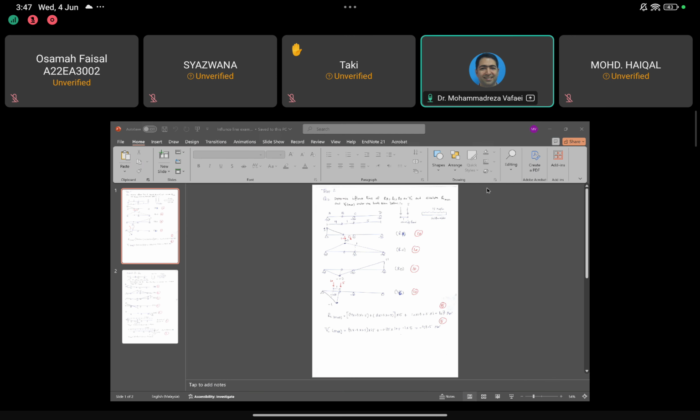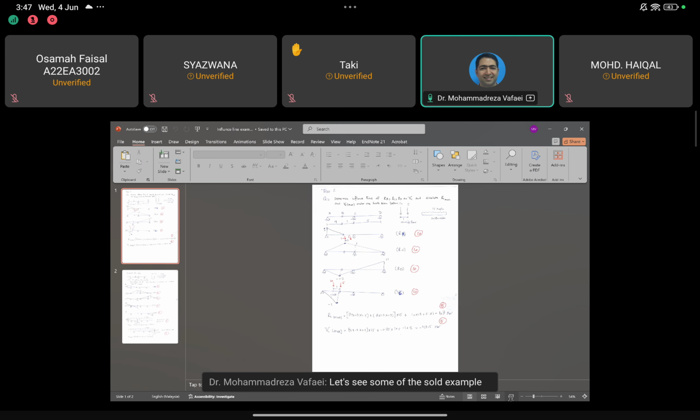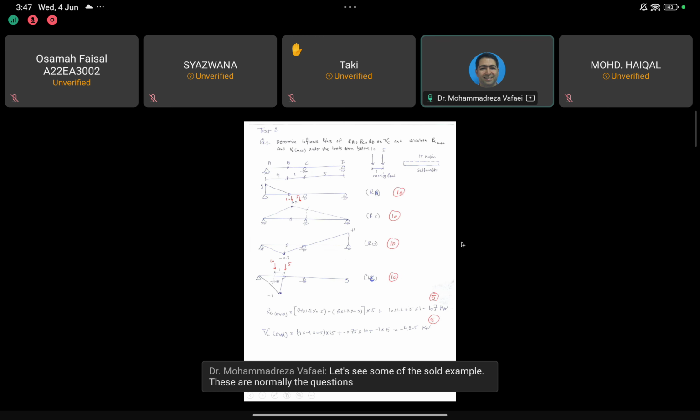Okay, welcome back. Let's see some of the solved examples. These are normally the questions given to our students during past semesters for tests or final exams. And now we can check the result that has been solved.